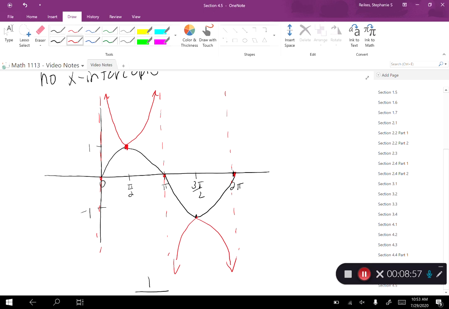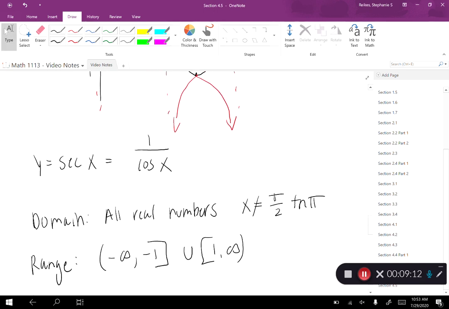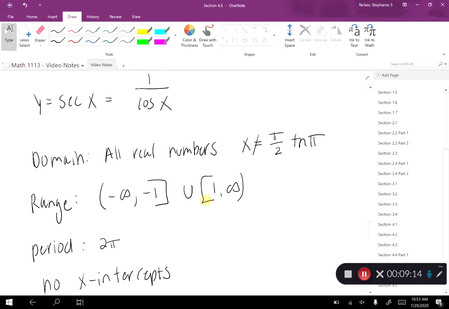So really the trick for graphing is you graph the sine function, and then everywhere you have a 0, that's where your vertical asymptote is going to go, and then you just draw parabolas off your curve. Alright, it's going to be pretty much the same thing for secant, but I'll quickly go through that. So y equals secant x is equal to 1 over cosine x.